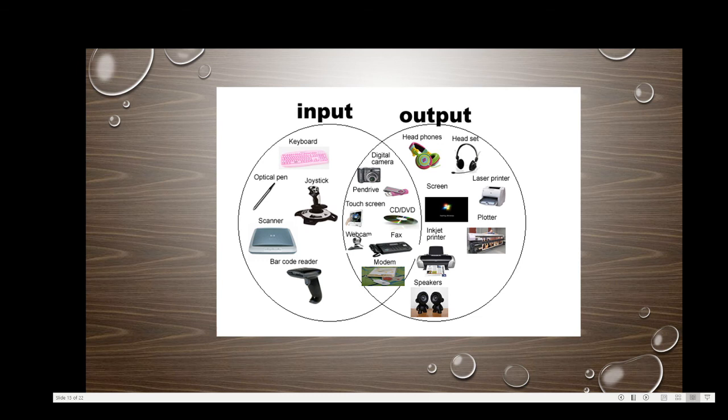And while discussing the devices, we made a clear-cut differentiation between input devices and output devices, but at times overlappings may come in, like the digital camera, the pen drive, touchscreen, webcam, CD or DVD, fax, modem. All these act as input devices and also as output devices. At times it functions as both input and output devices.